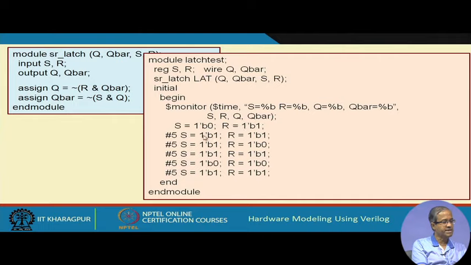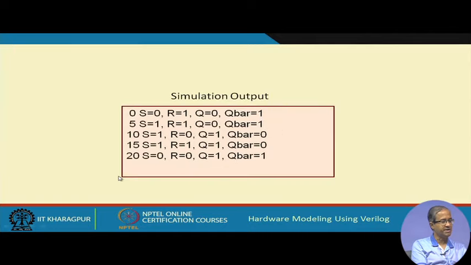Then we set the inputs to 1 and 1, so that the output should not change. Then we change to the other state 1 and 0, so Q should become 1, then 1 and 1. Then just for testing, we applied the invalid condition 0 0 followed by 1 1 to see what the simulator does here.